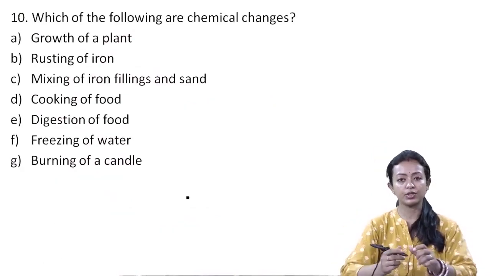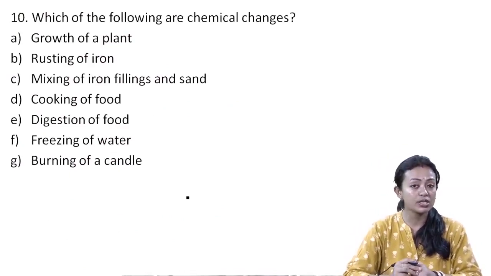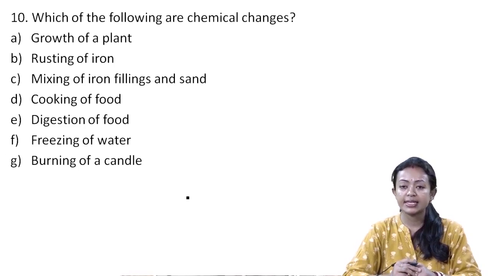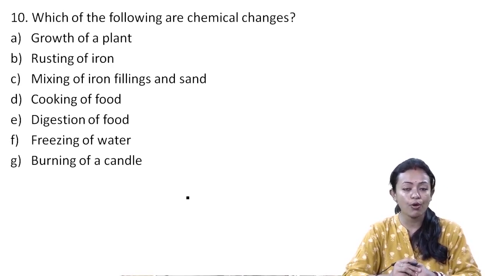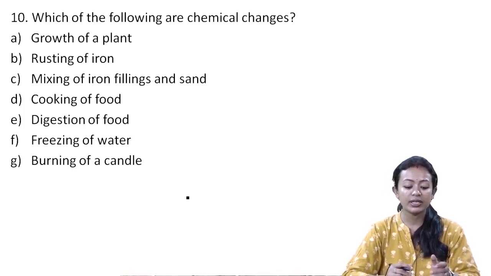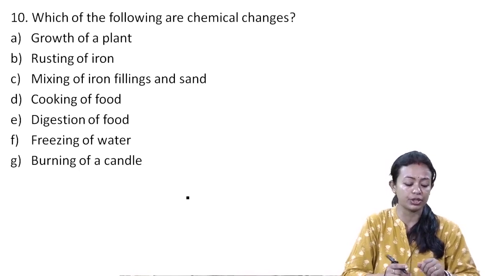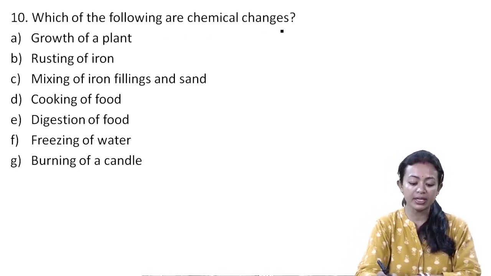Which of the following are chemical changes? Now, do you recollect what is chemical change and physical change? Chemical changes are those in which a new substance is formed and it does not retain any of the previous identities or properties. Whereas physical changes are those where only the physical attributes or properties change. There is no change in the chemical composition. So, taking all this knowledge into consideration, let us see whether these things are physical change or chemical change.